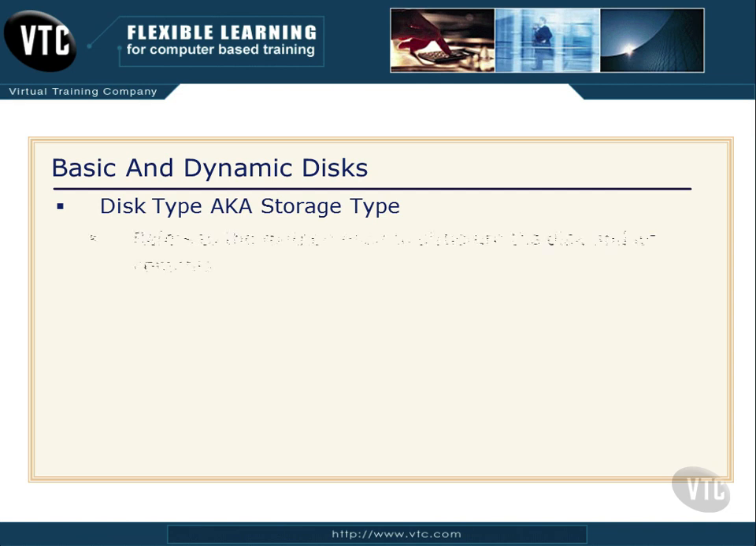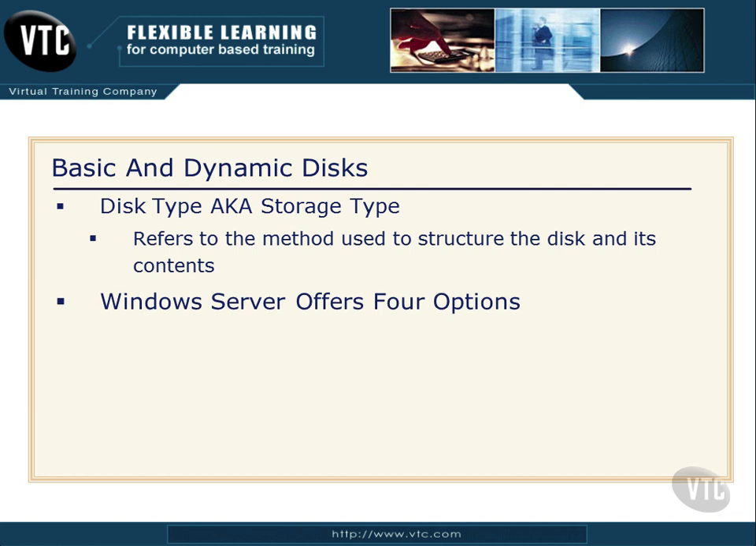This is one of those topics where I can never really remember the differences between these things, and I always have to go look them up, which is kind of irritating. But this really refers to the method that's used to structure the disk and its contents and how it's used. Now, Windows Server really offers four options. They offer the basic disk, the dynamic disk, a removable disk, and a virtual disk.